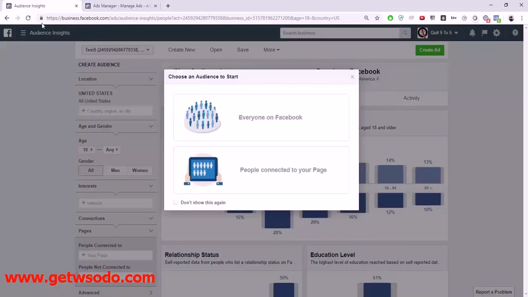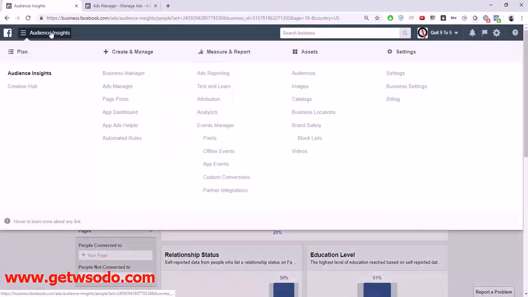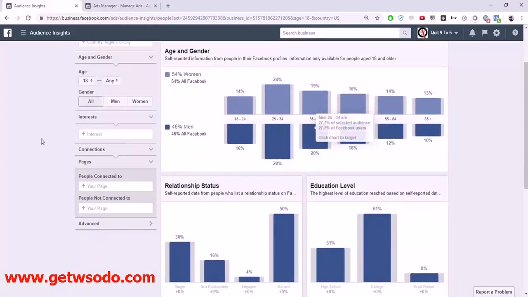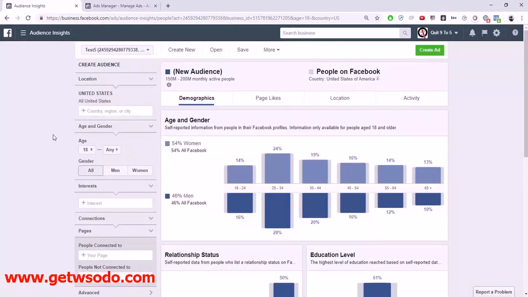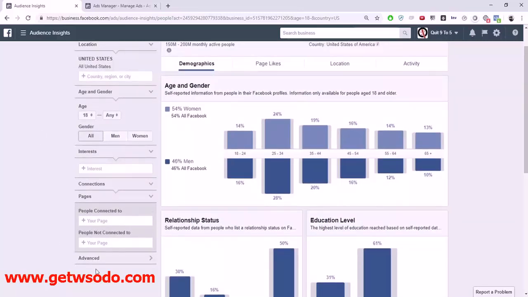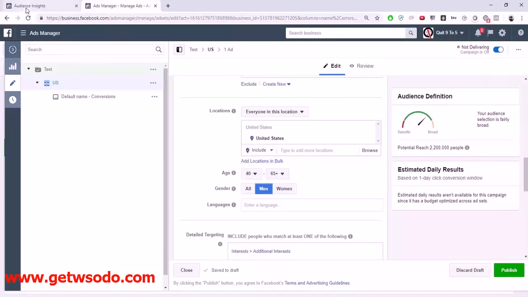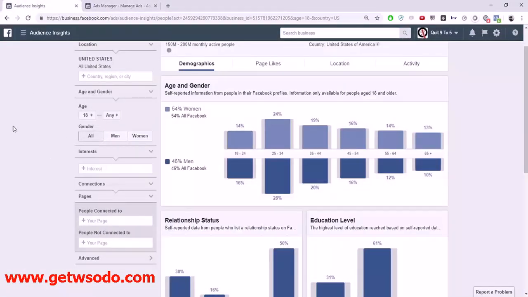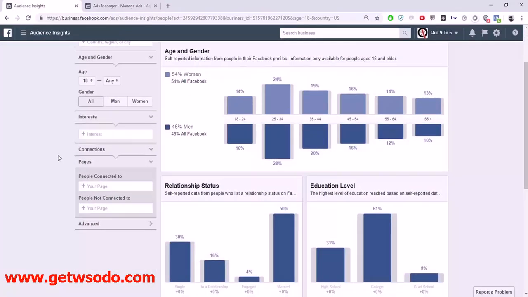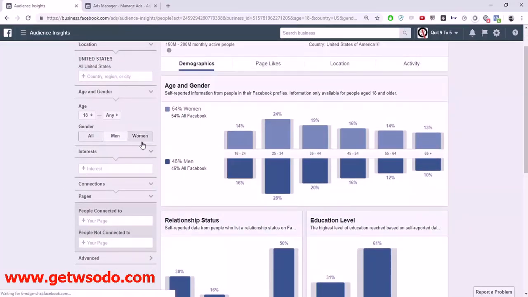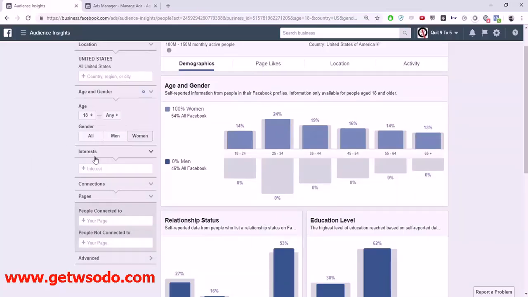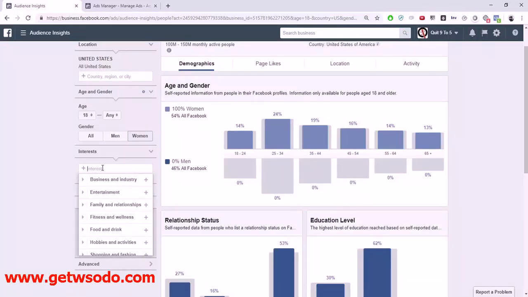So we go over to audience insights. To get to audience insights, you just click on the little hamburger up here and then go to audience insights right here. So what we would do is, over here you see you have all of your targeting, just like over here. You can plug in everything that you have over here to over here. So for weight loss, the best audience tends to be women, just because that's just a thing. So I'm going to target women, and then I'm going to target weight loss.